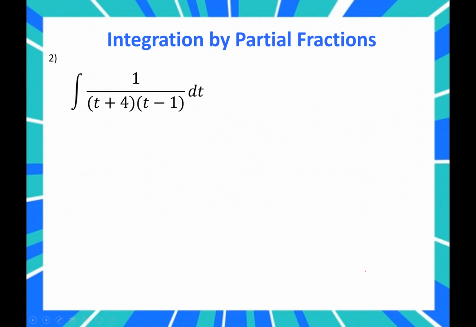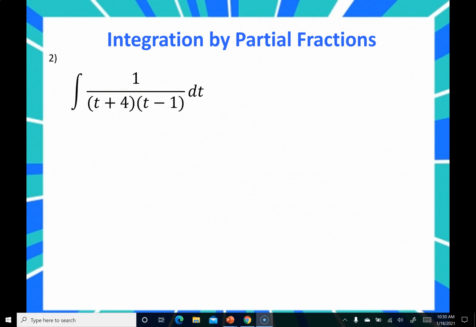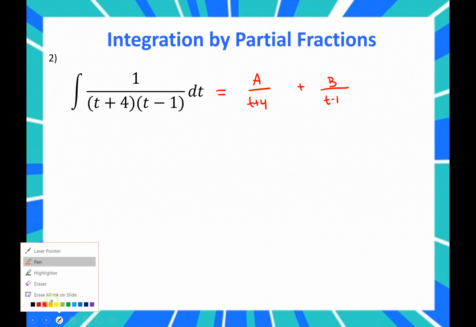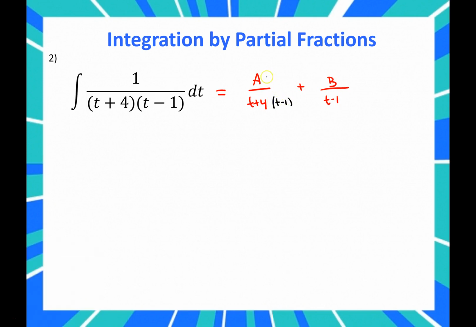All right. I think we'll do this one right here together, and if you want to pause the video, try it on your own, you're welcome to as well. So I'm going to rewrite this as a over t plus 4, and if you want, you can keep your integrals or just add them in later. I like to add them in later. Plus b over t minus 1. So now we're going to multiply by that.